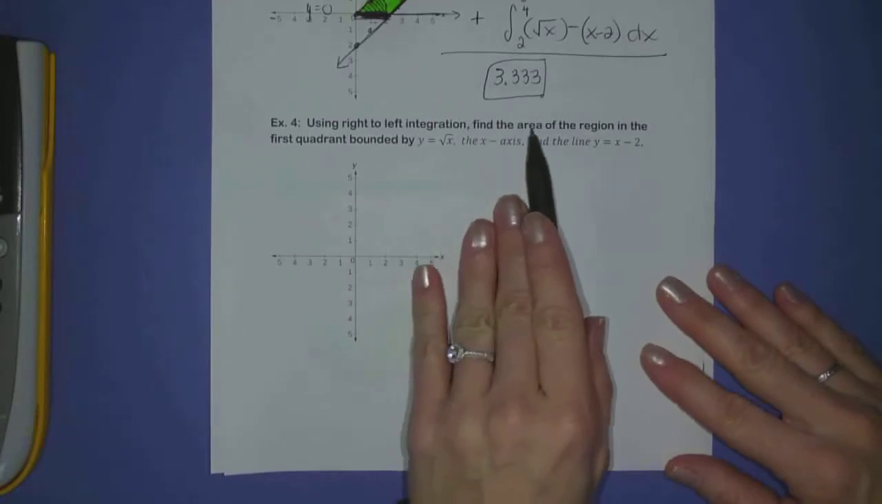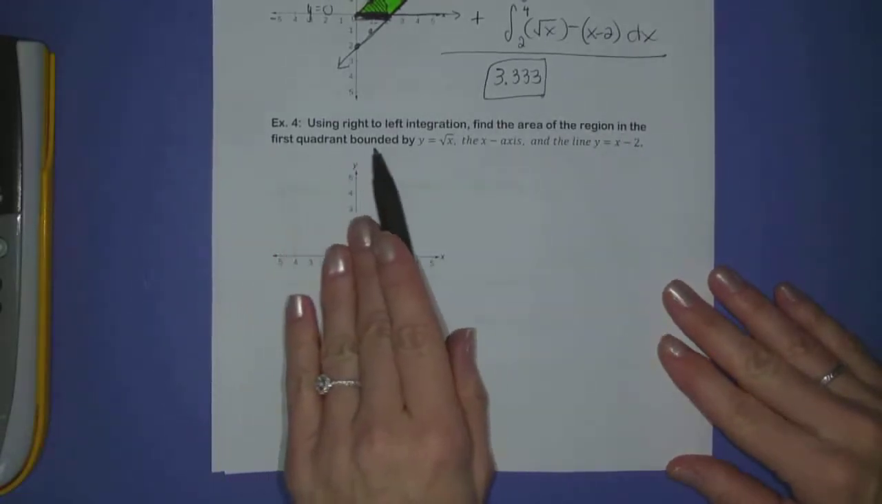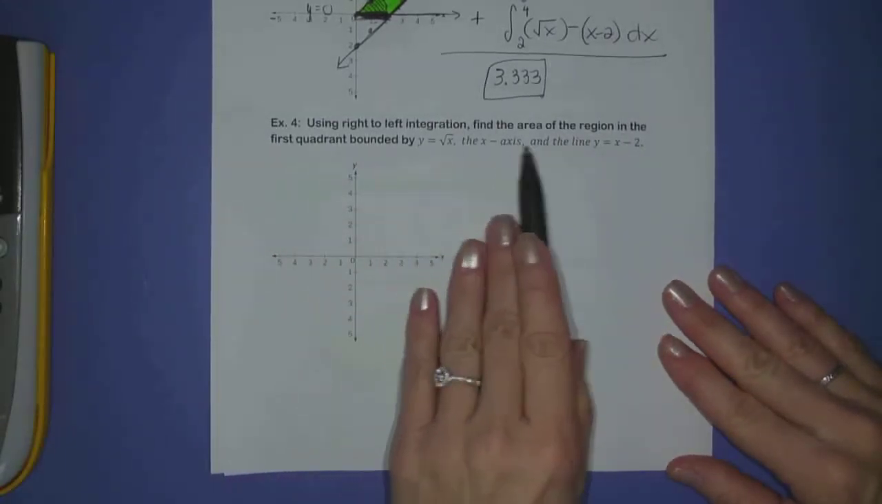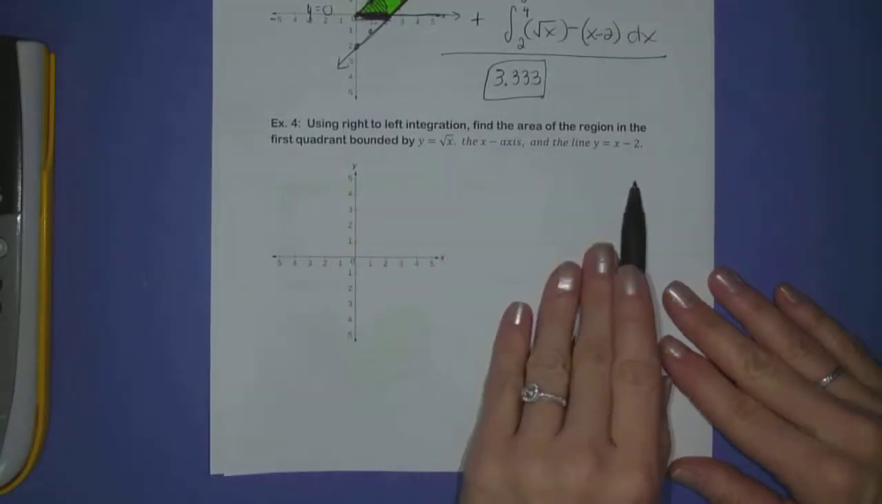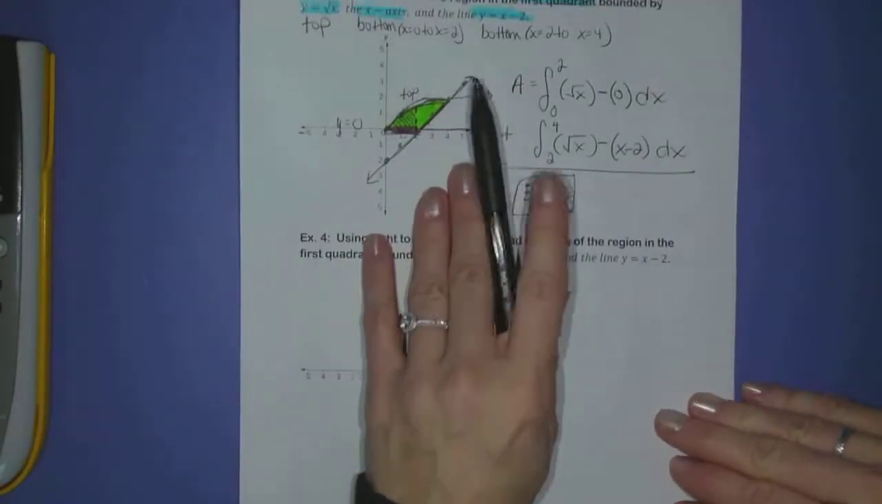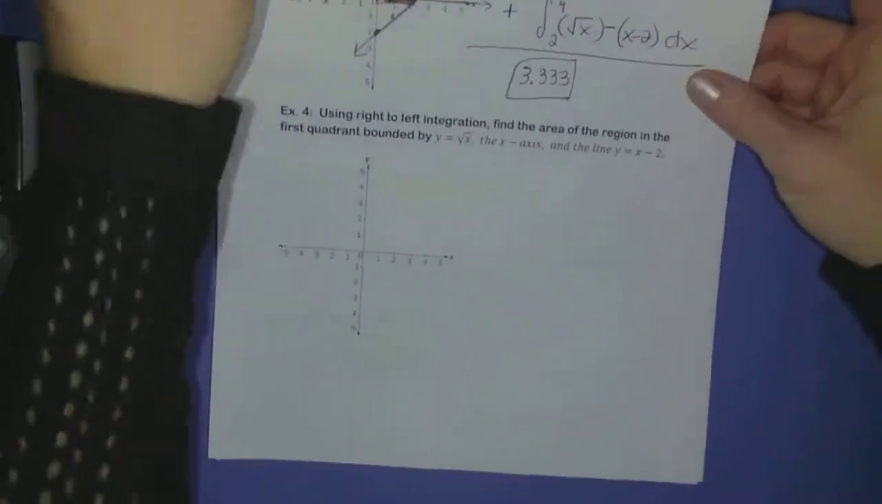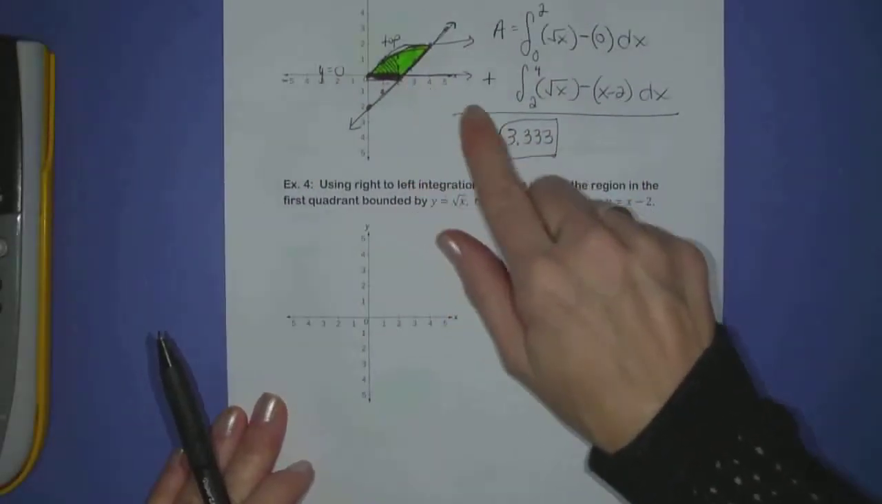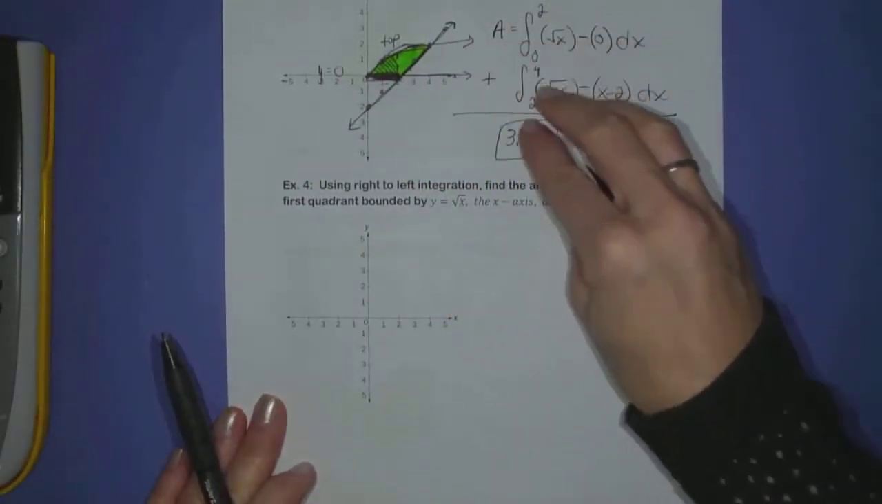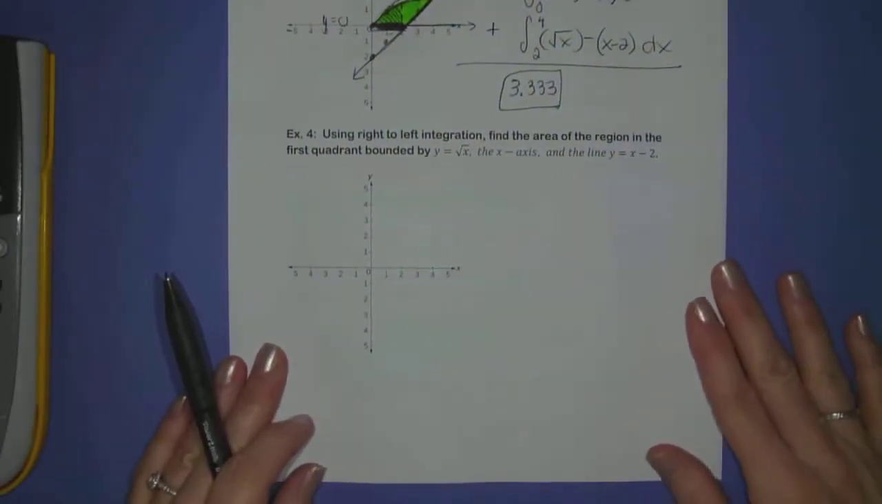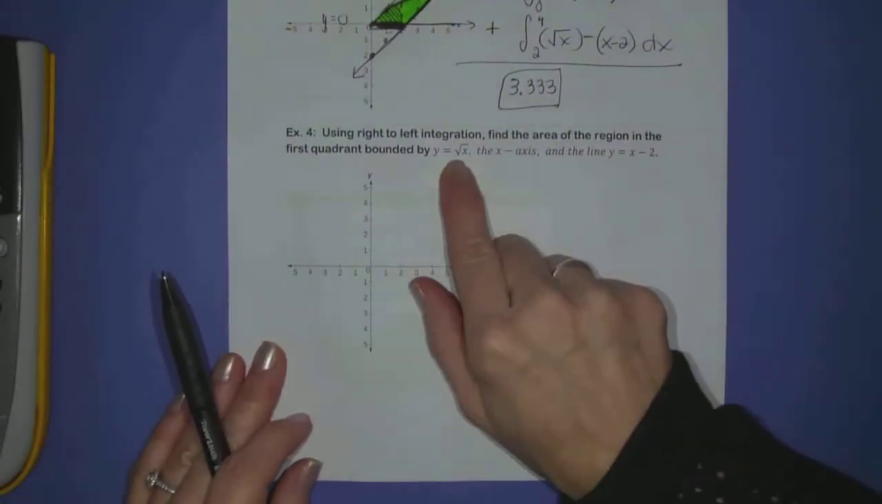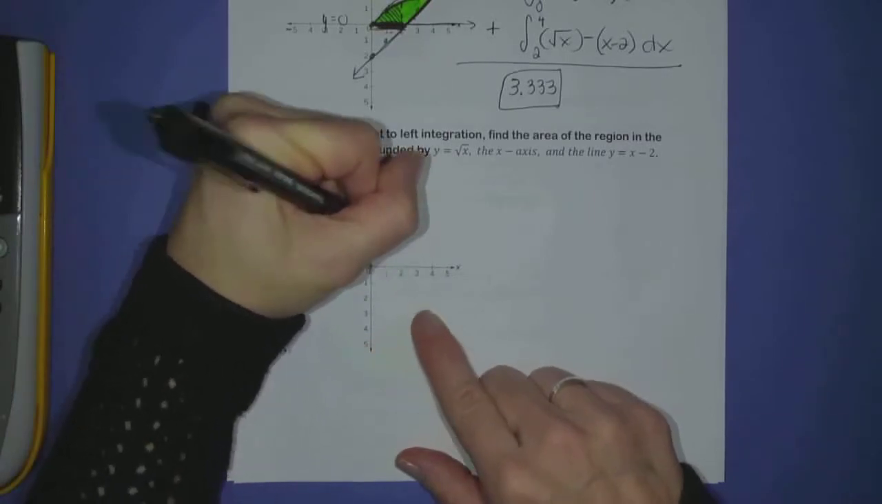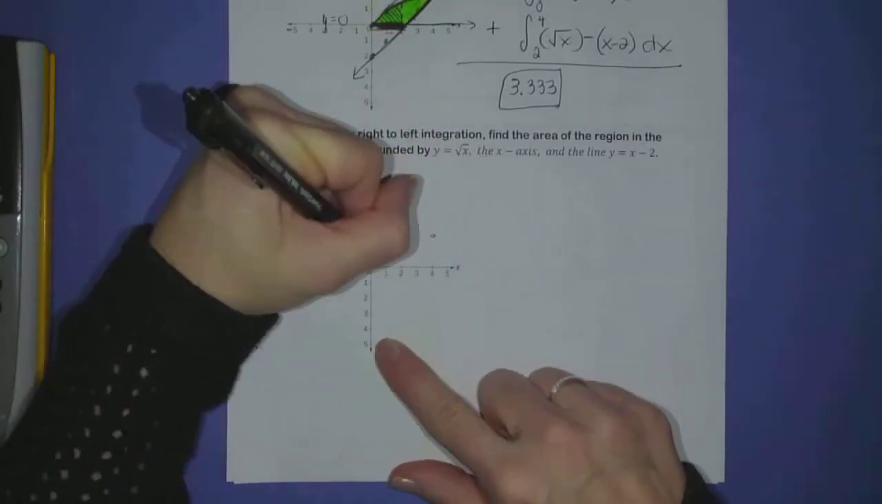They want us to find the area of the region in the first quadrant bounded by, and they're giving me the same three characteristics here that they gave me up here. So this is going to be the same graph, the same answer, but we're going to complete it in a totally different way. So let's regraph it to start. Y equals root x, we know what that looks like. 0, 0, 1, 1, 4, 2.